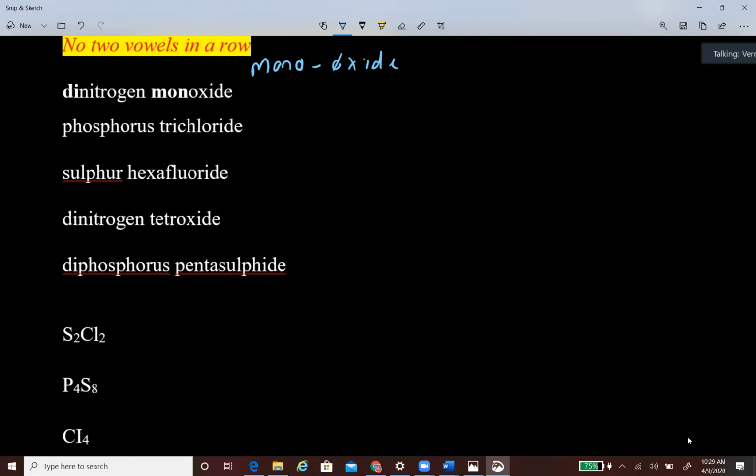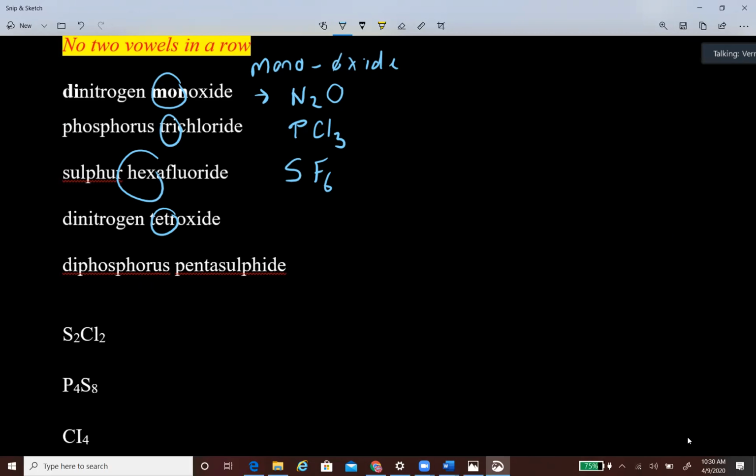In this case, dinitrogen monoxide would simply be N2O, because we just need 1 oxygen. If there's no number in front, that obviously means 1. The next one would be P with 3 chlorine, tri. Sulfur hexafluoride would be S, there's no prefix, and hexa means 6. Then tetra. Notice there's no A, so we drop the A. It's not tetraoxide, it's just tetroxide.